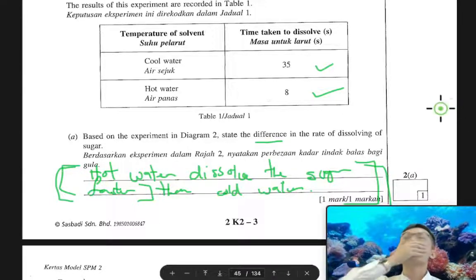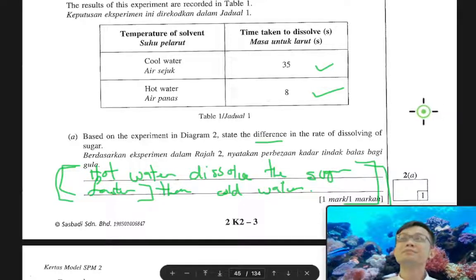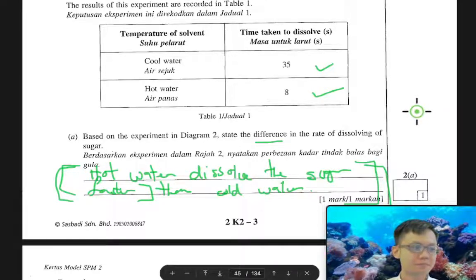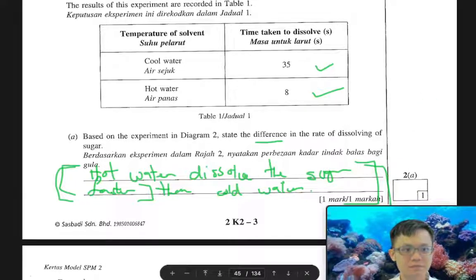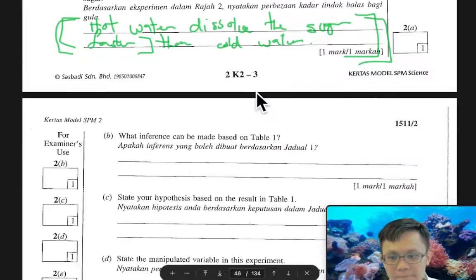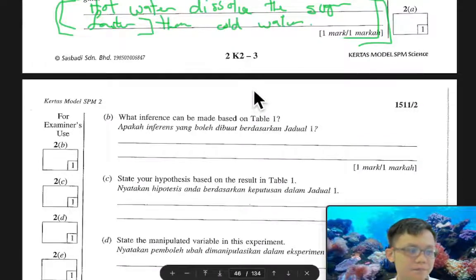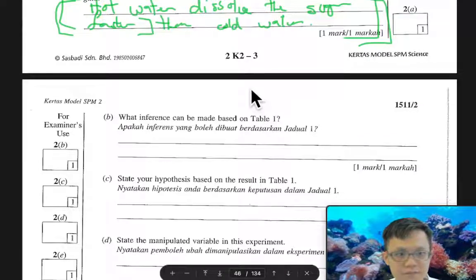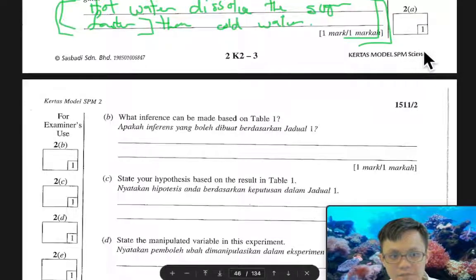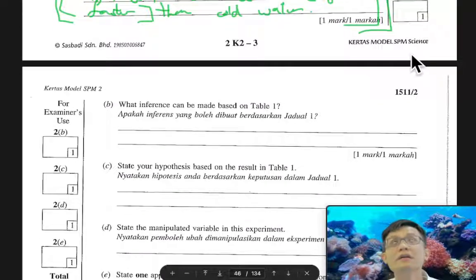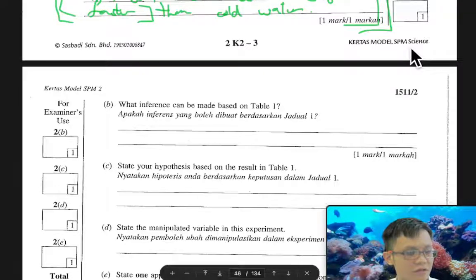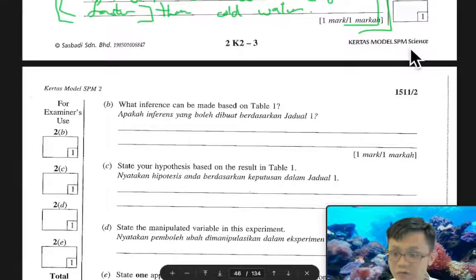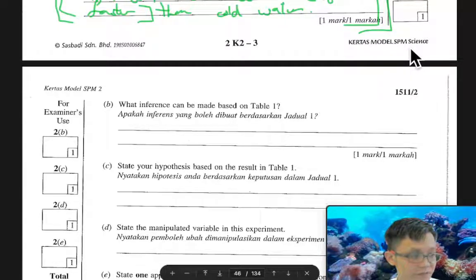Temperature also. The higher the temperature, the faster the rate of reaction, that is the hypothesis. Hot water increases the rate of reaction, for the inference.